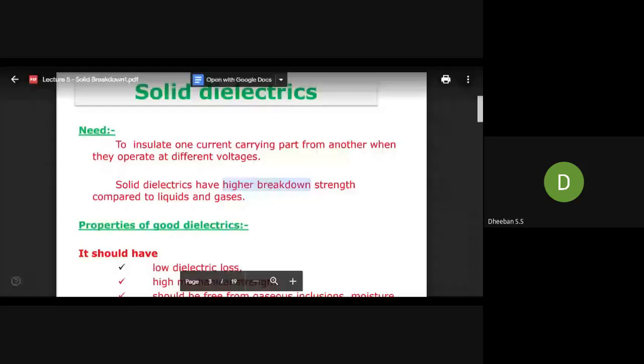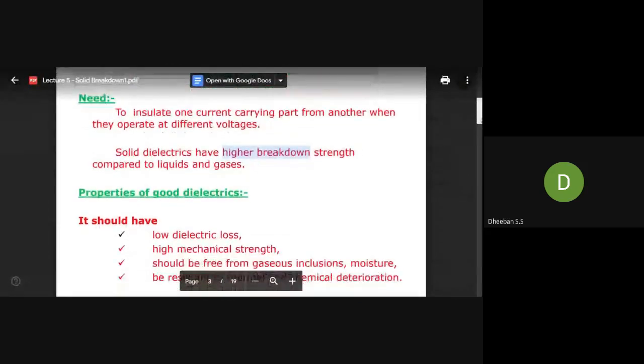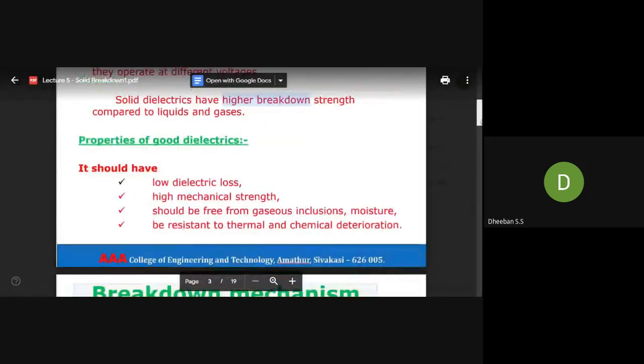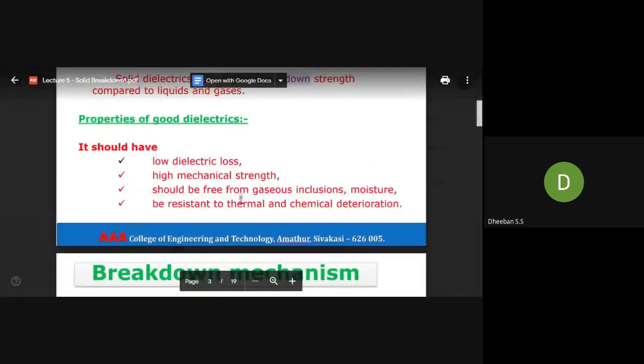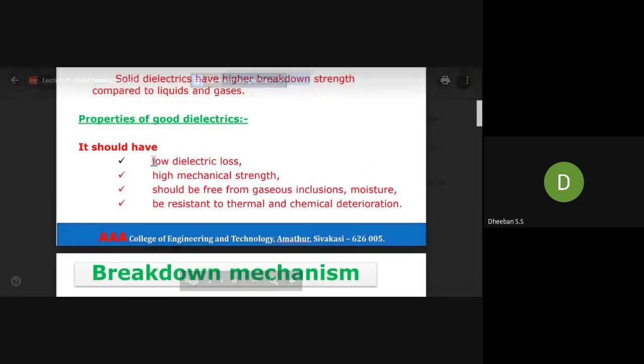So moving on, the properties of good dielectrics. How should a good solid dielectric be? First one is low dielectric loss, high mechanical strength. That is, they are saying the dielectric means nothing but an insulator. How must a good insulator be? It must have a high mechanical strength. So it must be free from gases or moisture.